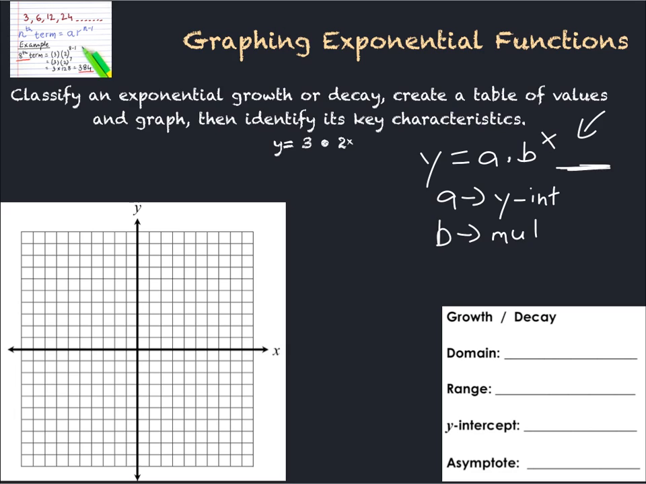So let's take a look at this problem. It's y equals 3 times 2 to the x. So we're not adding or subtracting anything, so our graph isn't going to shift. It's not going to shift up or down. So that means our y-intercept is in fact going to be 3. Our starting point is going to be 3. So how would you graph this? We're just going to create a table.